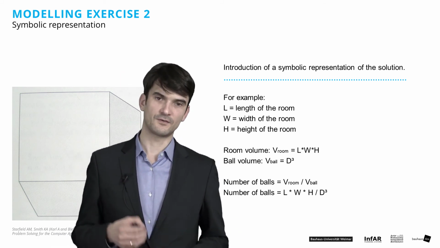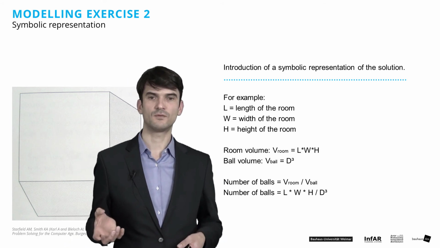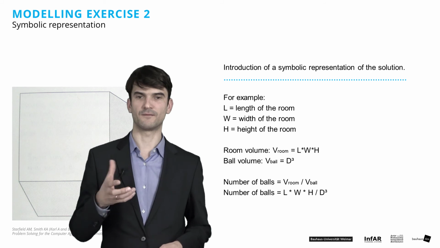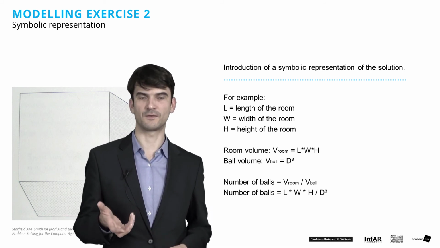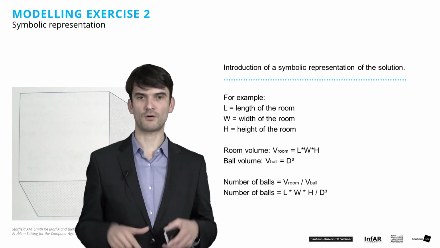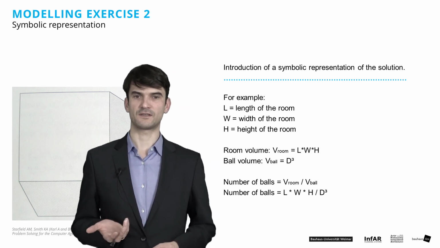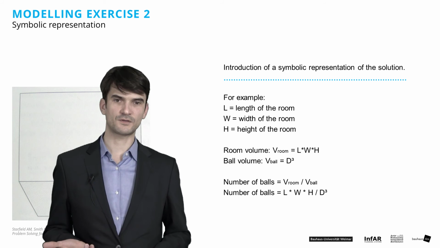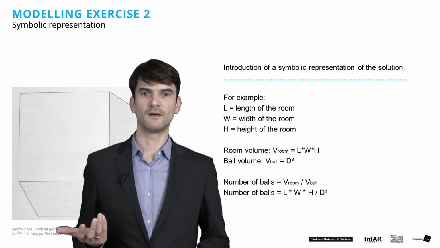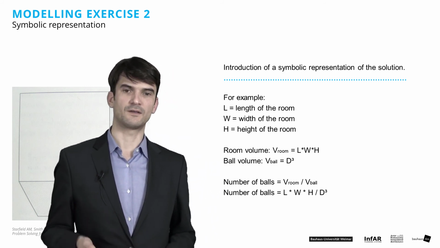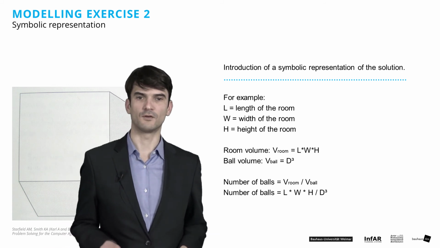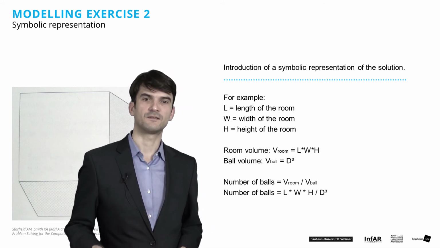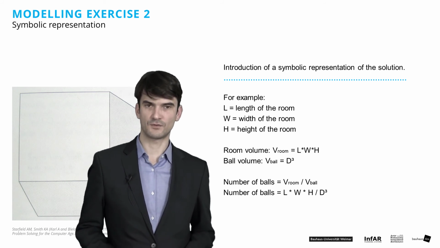And finally, you need to estimate the volume of a ball. You could make a simplified representation of the ball by a box, which is simpler to estimate in terms of the volume. So length, width, and height of the box. And then all you need to do is to divide the volume of the room by the volume of the ball. And this gives you the number of estimated balls that fit into the room.